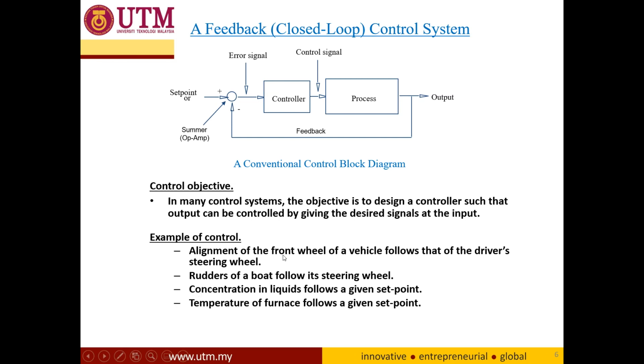These are some examples of control. Alignment of the front wheel of a vehicle follows that of the driver's steering wheel, rudder of a boat, and so on. So for example, if we talk about the air conditioning system, the control variable would be the temperature of a room, for example, right? So the temperature of the room will be compared to the set point. Typically, we would set 24 degrees Celsius in Malaysia. So the error will be fed to the controller, which will in turn generate a control signal that would force the process or the system, or in our case the room, to have the temperature as we desire.